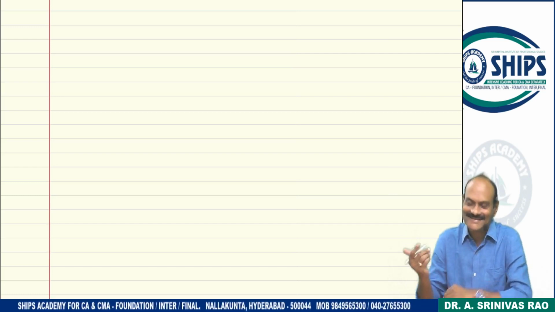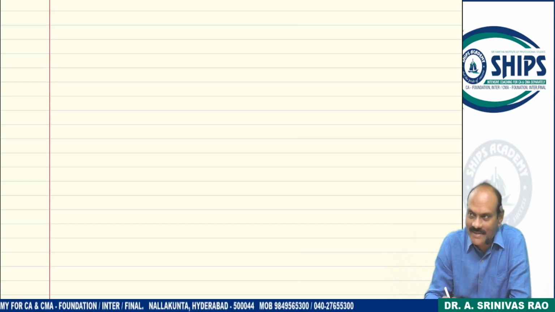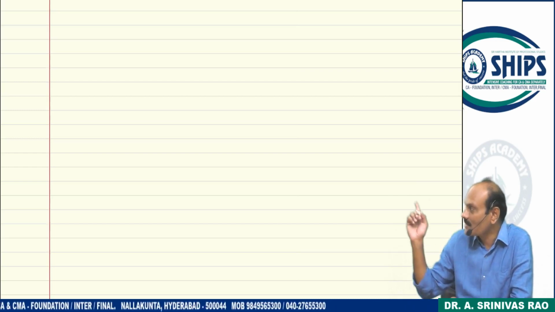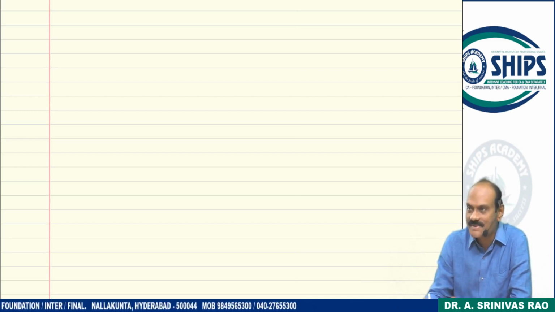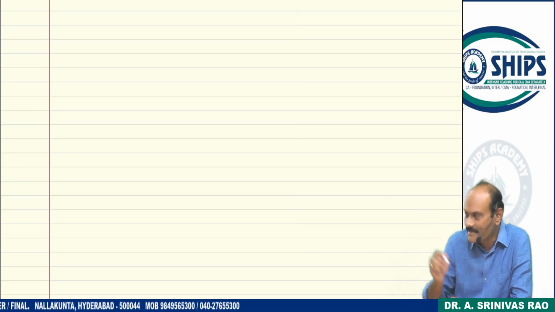That's why. Write the heading: Indian Contract Act 1872. Keep writing whatever running notes I give, some synopsis, some examples you can follow. Printed notes Prasad will provide to you. Right?